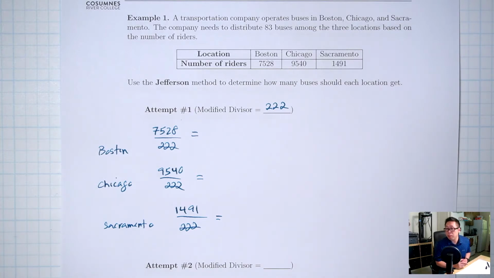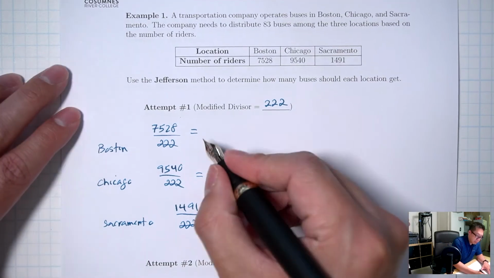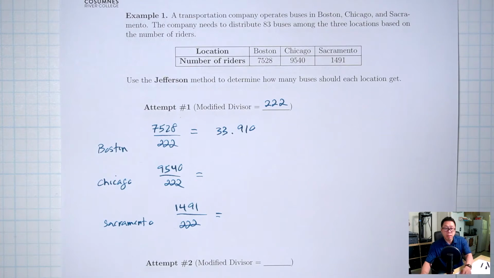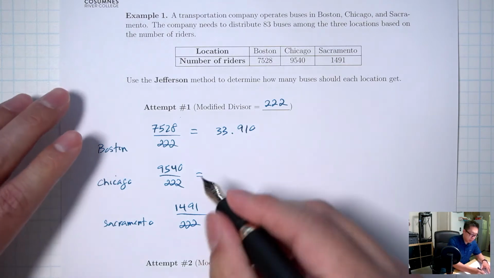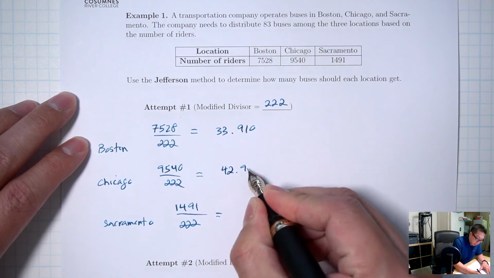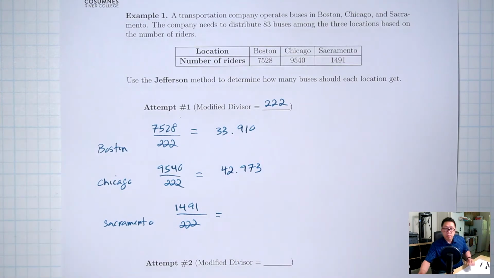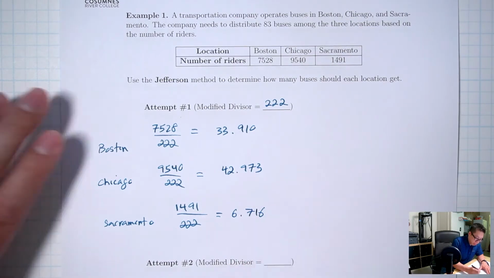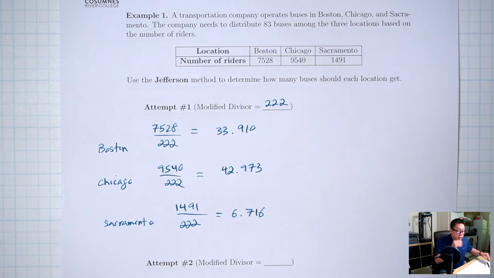So this is 33.910. Next up, 9540 divided by 222, 42.973. 1491 divided by 222, 6.716. And similar to the Hamilton method, you round down.